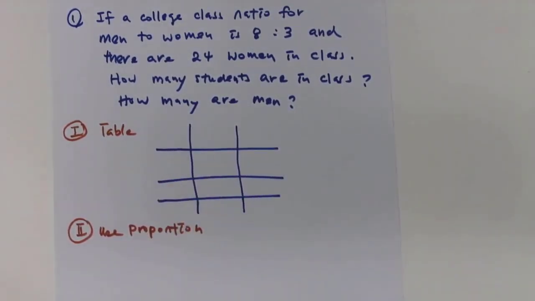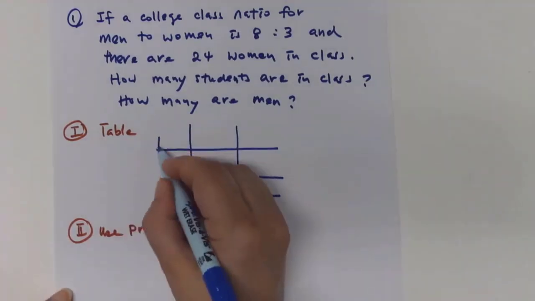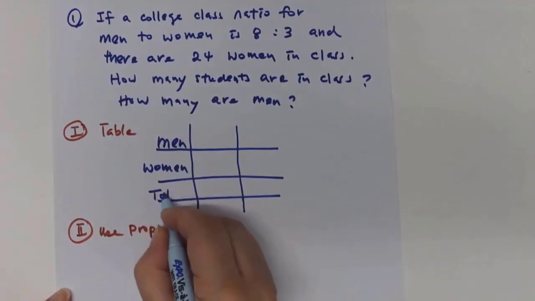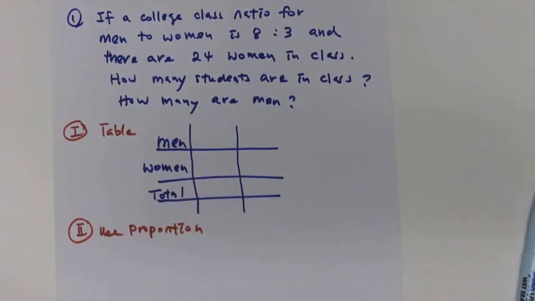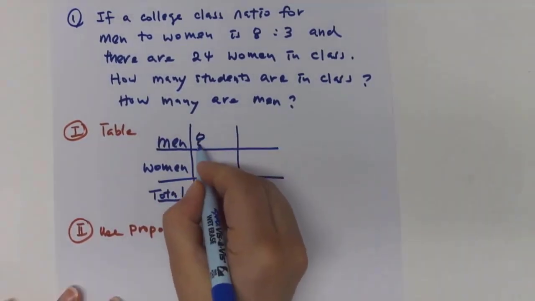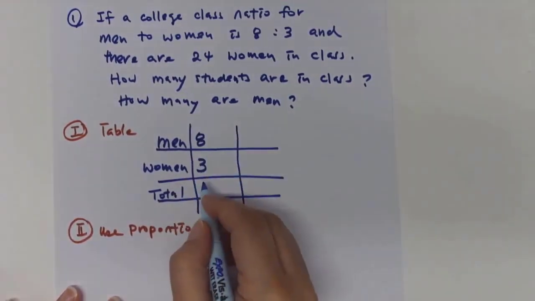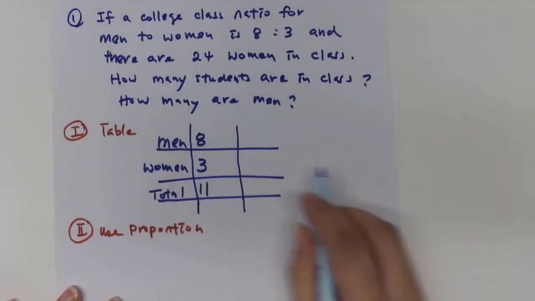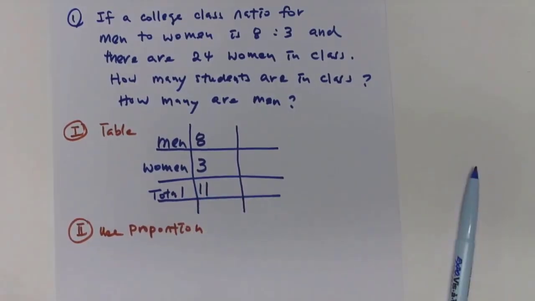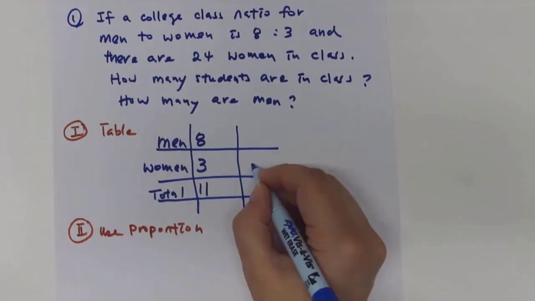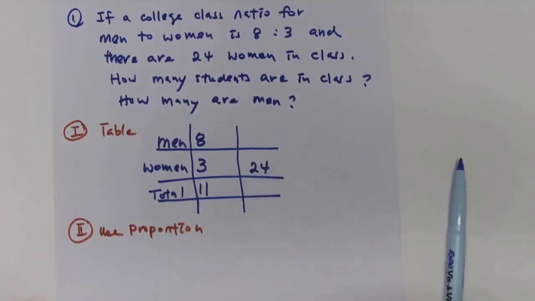What do we know? We have men, women. They ask for total, right? So we probably need total also. What kind of ratio? 8 men. For every 8 men, we get 3 women, right? So if we combine the ratio, we have 11. Okay? But that's not the total, okay? We also know what? There are 24 women, so where do I put it? 24 here? Okay, everybody okay with we write down what we know, basically.